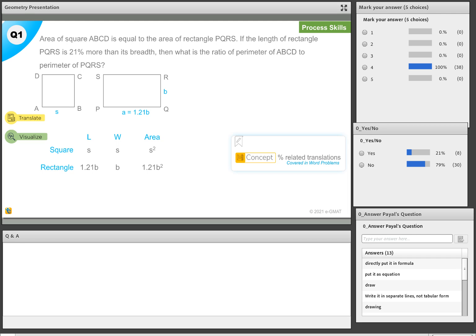This is the process skill of visualization. And this is something that we teach again in the word problems module. We have a separate module dedicated to how you visualize information, and visualization can be done as images, or as a table, or as a tree structure, whatever makes sense for that particular problem type, for the kind of data that is presented to you.